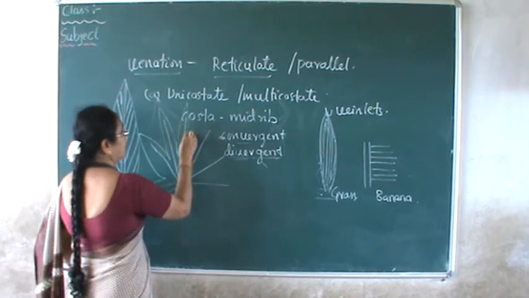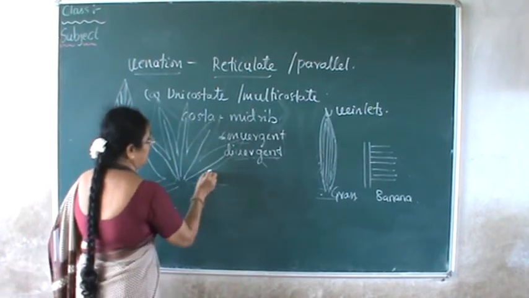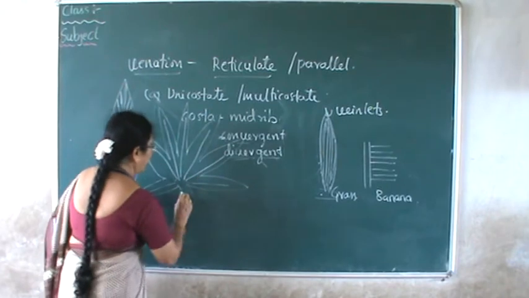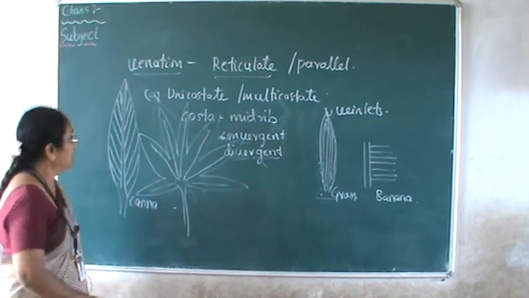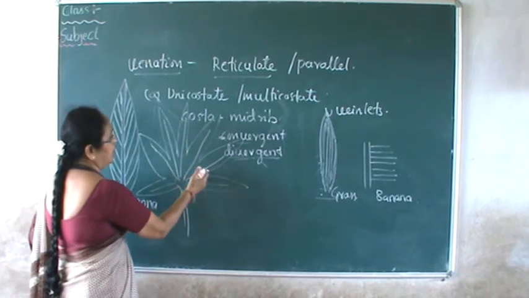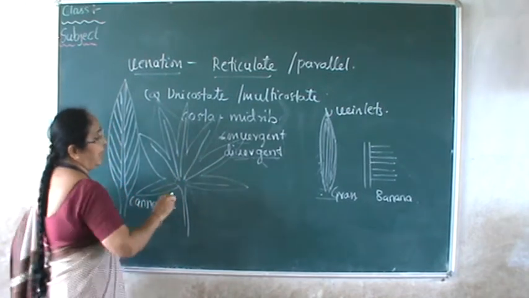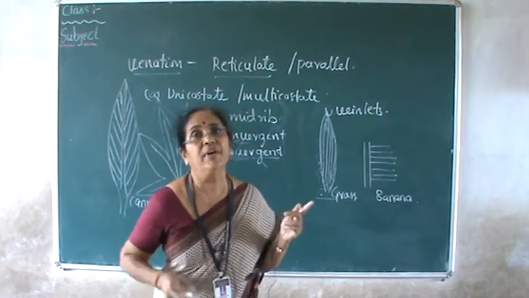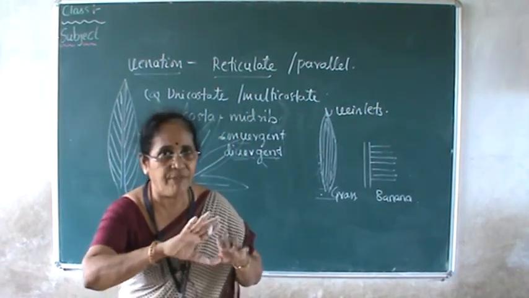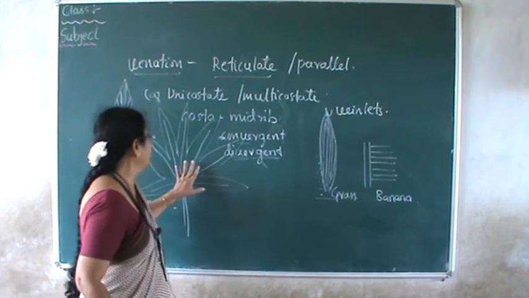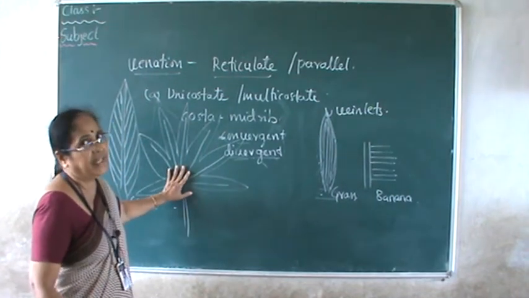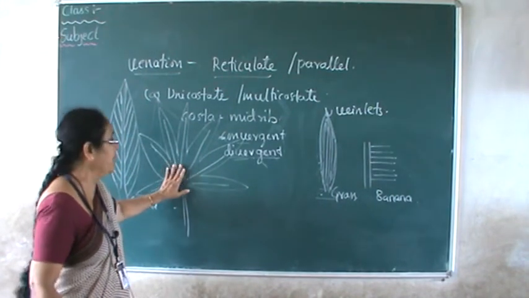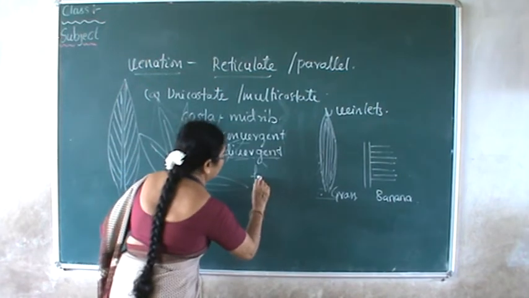The leaf appears like this, and the plant is called fan palm. Here, these are the midribs, and they are equally strong. They diverge towards the periphery. They never converge, and they diverge towards the periphery, which gives a fan-like appearance to the leaf, and hence it is called the multicostate divergent kind of parallel venation, found in the case of fan palm.